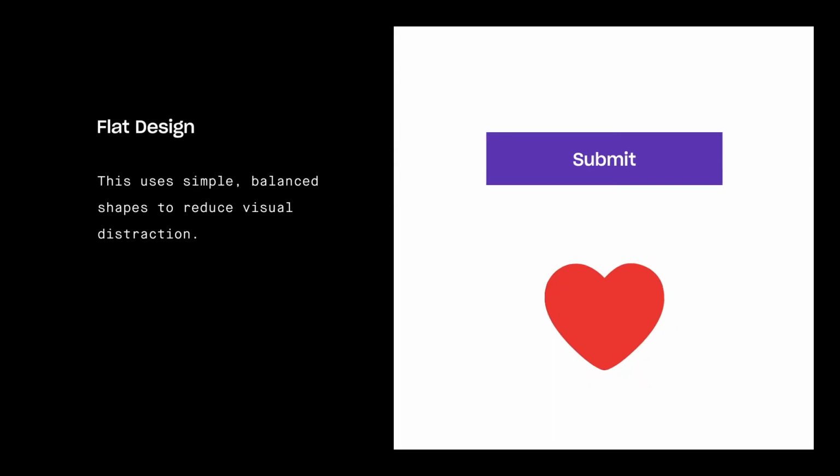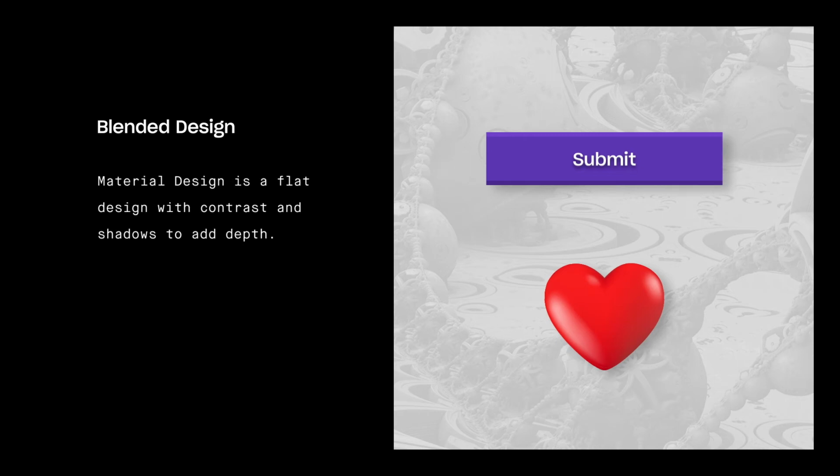Flat design is similar to minimalist design. However, while minimalist design minimizes the excess information, flat design is intended to reduce the visual distraction of an end-user experience by using simple, balanced shapes. Blended designs are increasing in popularity. For example, material design is where a flat design is then designed over with contrast and shadows to add depth. A minimalist design can be blended with figures and shapes in the background to add depth and color, similar to deep flat. There are 3D designs and others out there, but remember to keep the end user in mind.